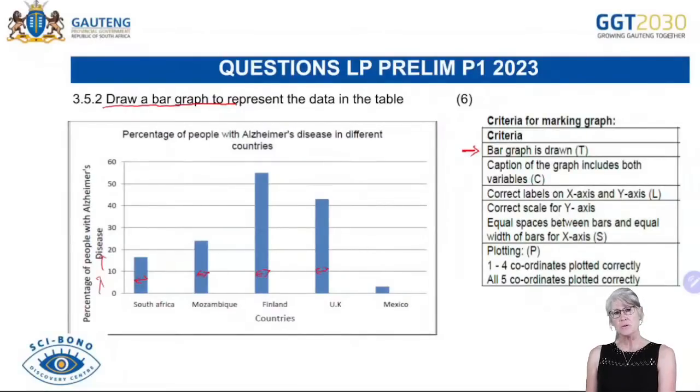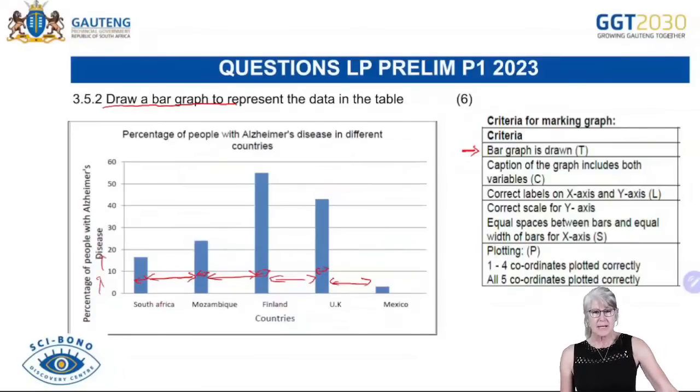They must all be equal. So it's very easy if you just know. And the spaces between the bars, so that space and that space, that space and that space, they must all be equal as well. Okay, and then I'm definitely going to get my scale mark.